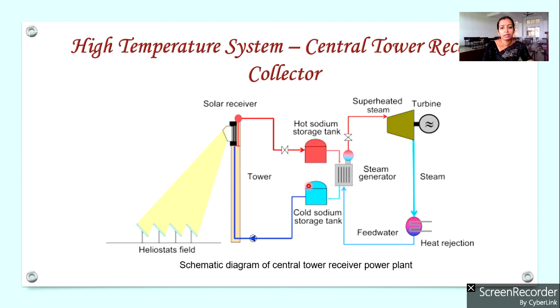So there are different materials that we can use for carrying away the heat from this receiver. In this particular system, sodium is used as the heat transfer fluid. Cold sodium from a storage tank is fed to the receiver through the pipes, and it will get heated, and that hot sodium is taken out. It can be stored in a tank, and whenever it is required, that hot sodium can be fed to a heat exchanger, where this hot sodium exchanges its heat with water.